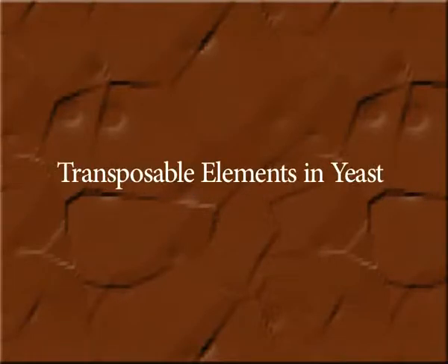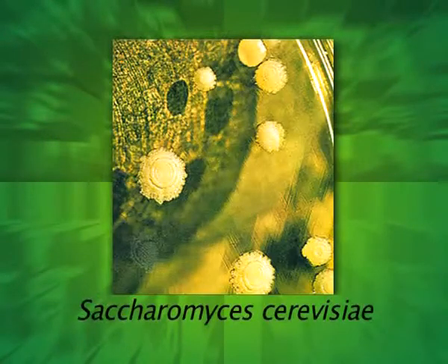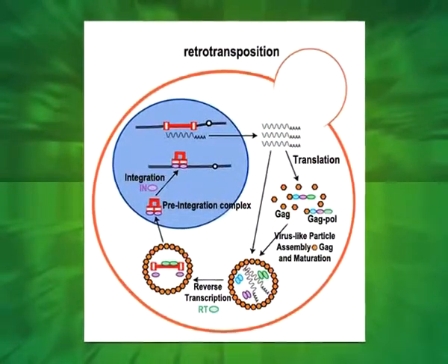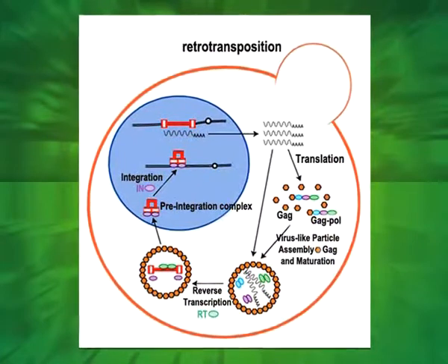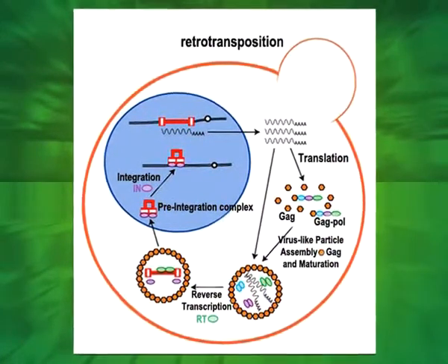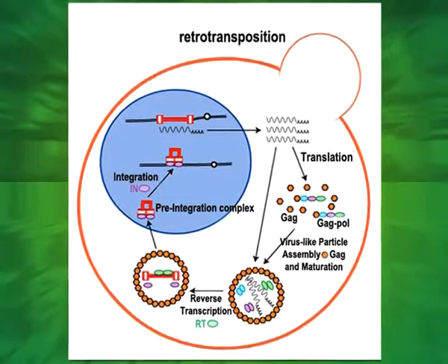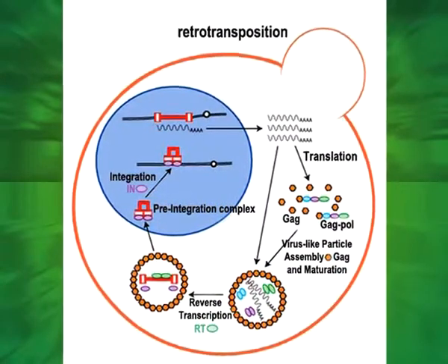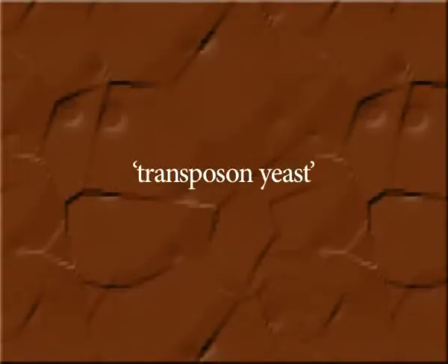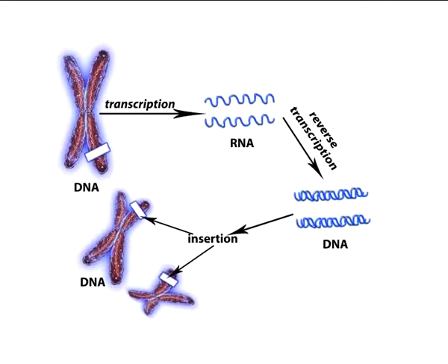Now the transposable elements in yeast. The yeast Saccharomyces cerevisiae carries transposable elements called TY elements, which comprise a family of dispersed repetitive DNA sequences that are found at different sites in different strains of yeast. TY is an abbreviation for transposon yeast. TY elements are retroposons with a reverse transcriptase activity that transpose via an RNA intermediate.